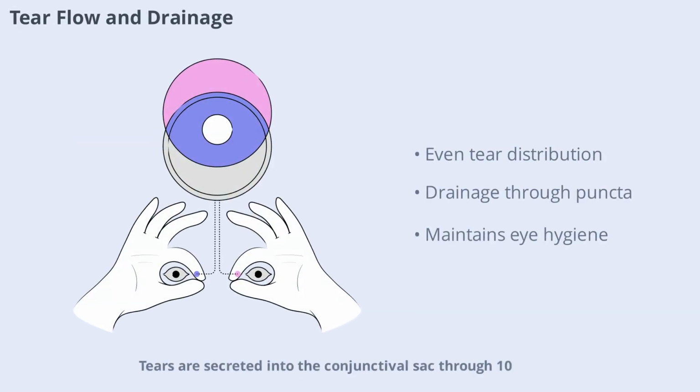Tears are secreted into the conjunctival sac through 10 to 12 pairs of ducts from the lacrimal gland. The fluid spreads evenly over the eyeball, keeping it moist and ensuring optimal function. As tears reach the inner canthus, they are drained through the puncta into the nasal cavity. This continuous flow not only maintains the health of the eye's external structures, but also helps wash away debris and microorganisms, playing a vital role in ocular hygiene.